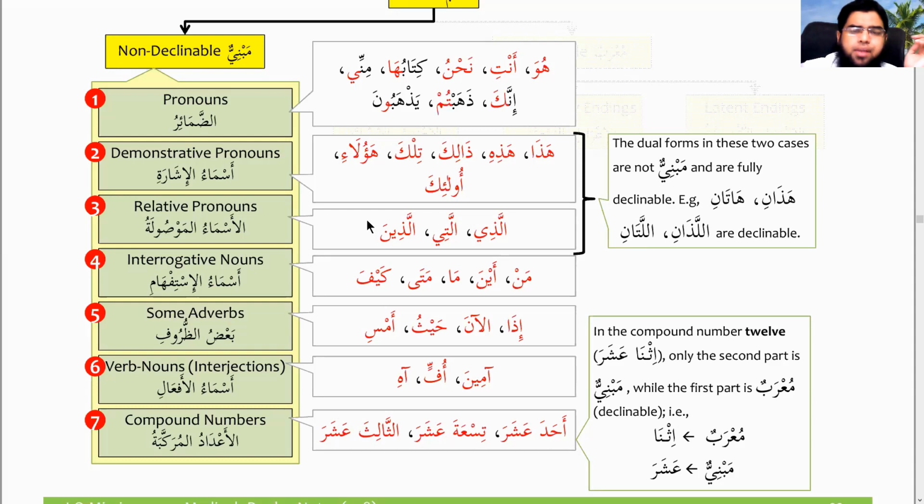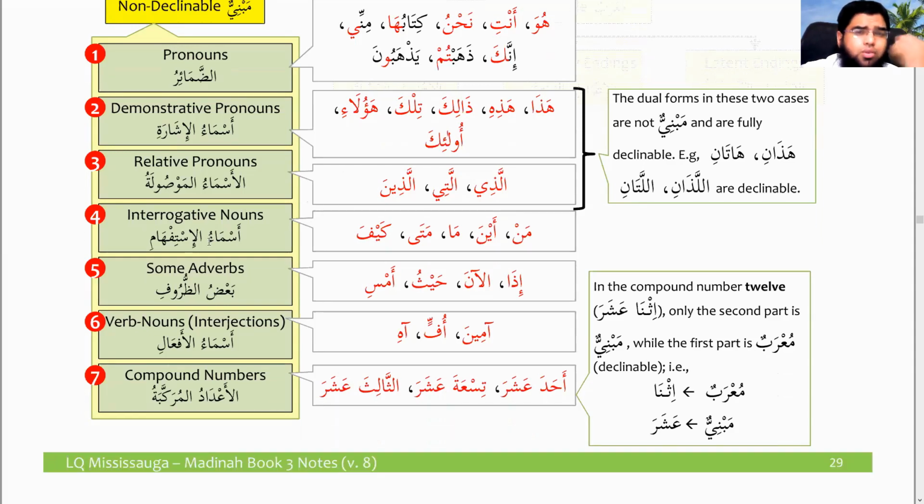Interrogative nouns, questioning nouns: Man, Aina, they never change. Man is always man. Aina is always Aina. We don't do Ainun, Ainan, Ainin. No, never. Mata, Kaifa, always Kaifa. Mabniun al fatha, it is fixed on the fatha ending. Some adverbs, not all. Tahta, if you bring fi tahti, it happens. But some, like amsi, yesterday, is always amsi.